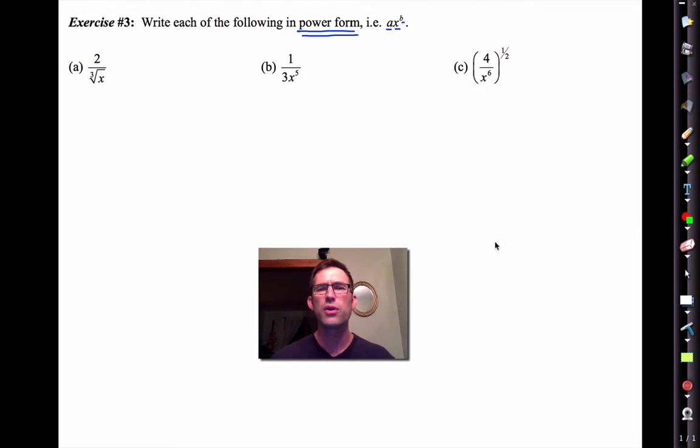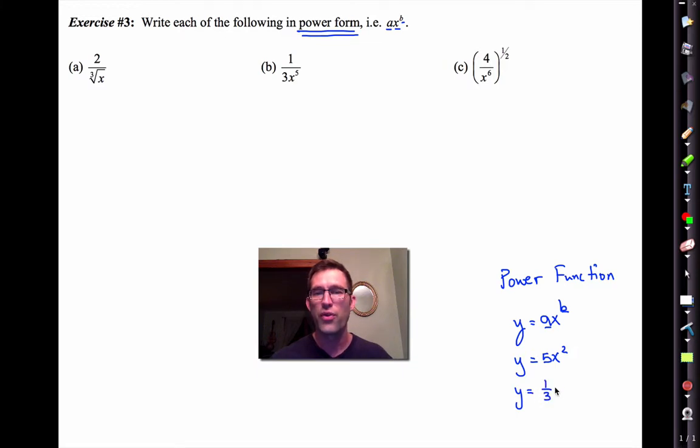So something that you learned about in Algebra 2, albeit briefly, were what were known as power functions. Let me write that right down here, power functions. Power functions are very simple but important functions. They have the form y equals a times x raised to the b, where a and b are constants. And these come in very simple forms like y equals 5x squared. They come in more complicated forms like y equals 1/3 x to the negative 1/2, right? All of these are power functions.